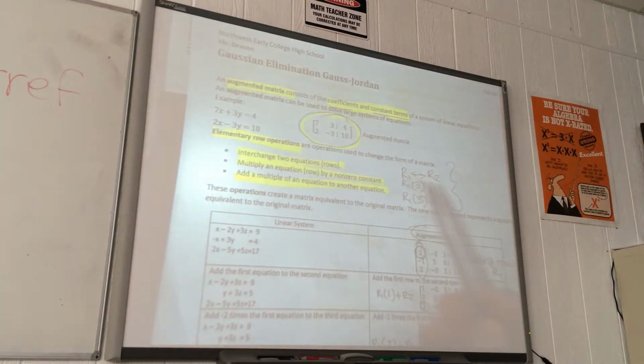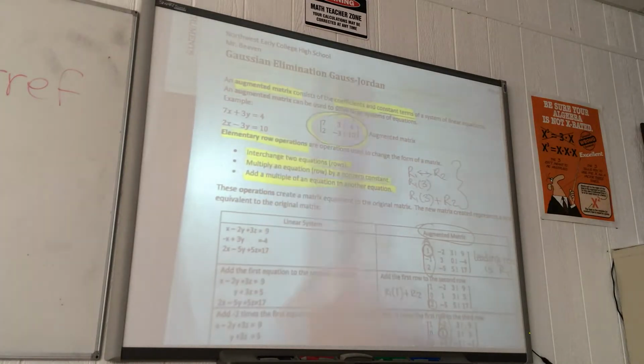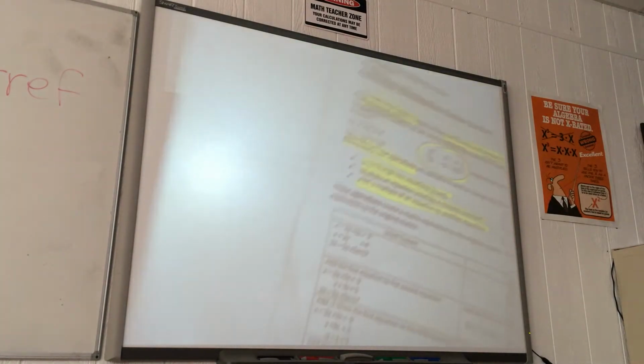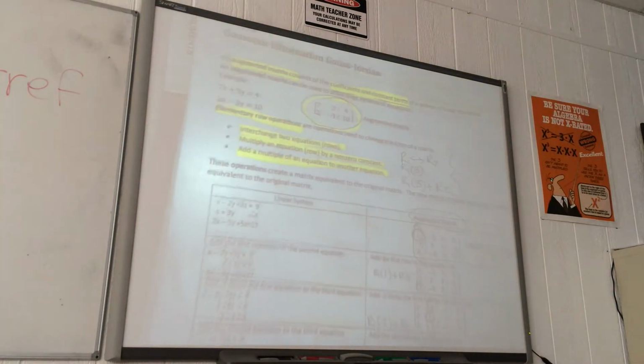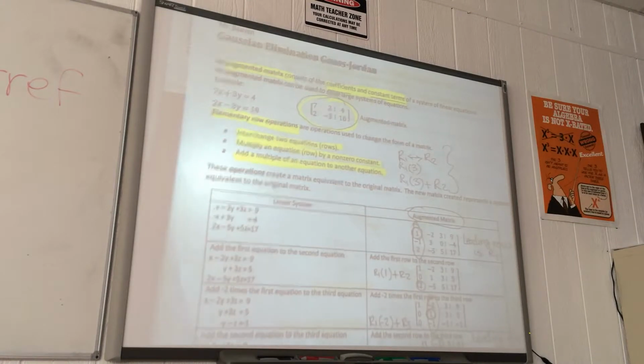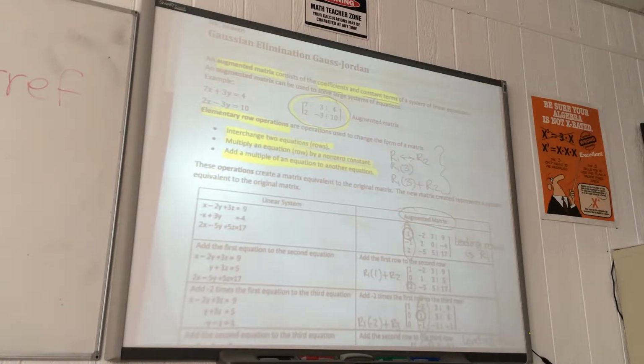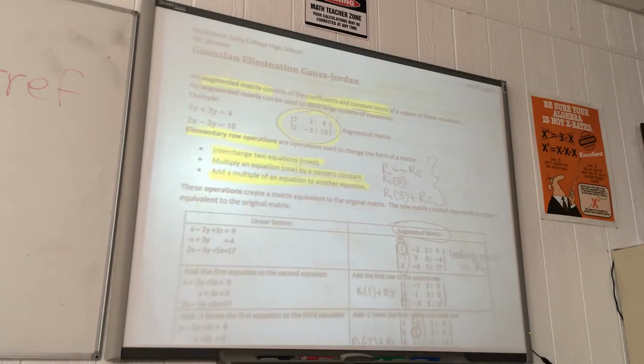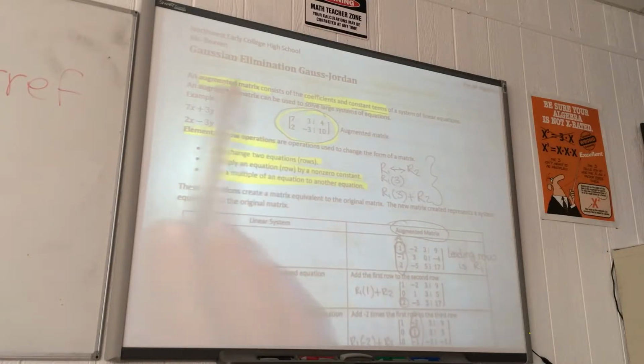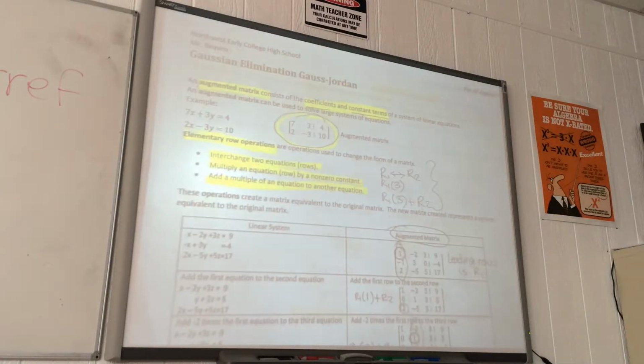We're going to go over the handout, Gaussian elimination and Gauss-Jordan. Also, I want you to grab some notebook paper because we're going to be taking some notes as we move on. So, Natalie, read the first sentence, please. And whatever you guys see highlighted, please highlight on your paper, okay?